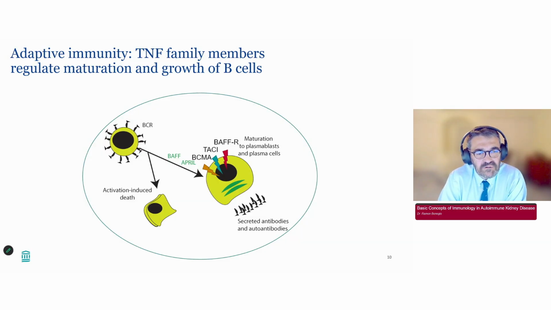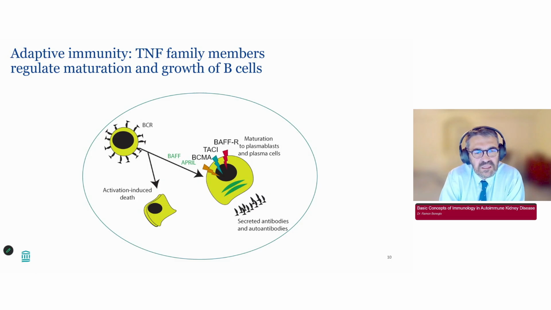And what can often happen is that B cells can undergo activation-induced cell death. And in fact, that's the default pathway. So if you take a naive B cell and you stimulate that naive B cell, the default thing for that B cell to do is to die. In order for the B cell to overcome that developmental hurdle, it needs some kind of encouragement, some kind of growth signal.